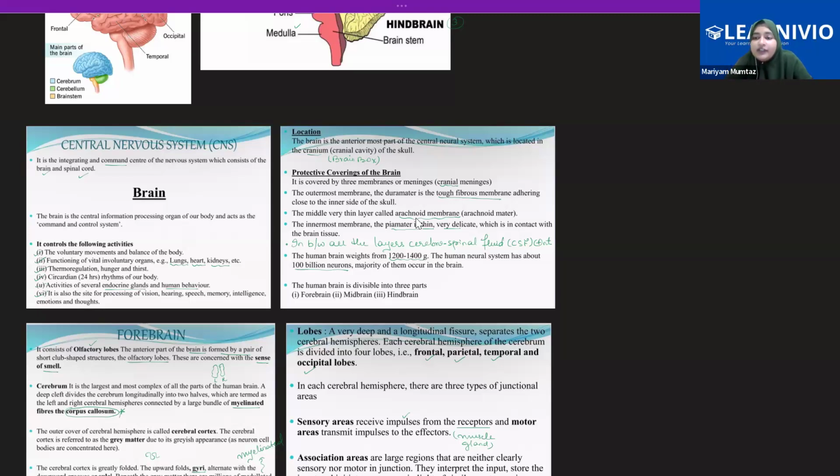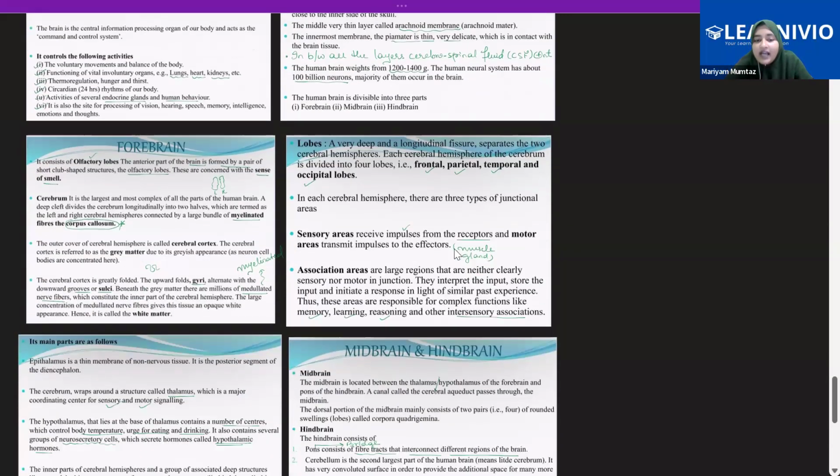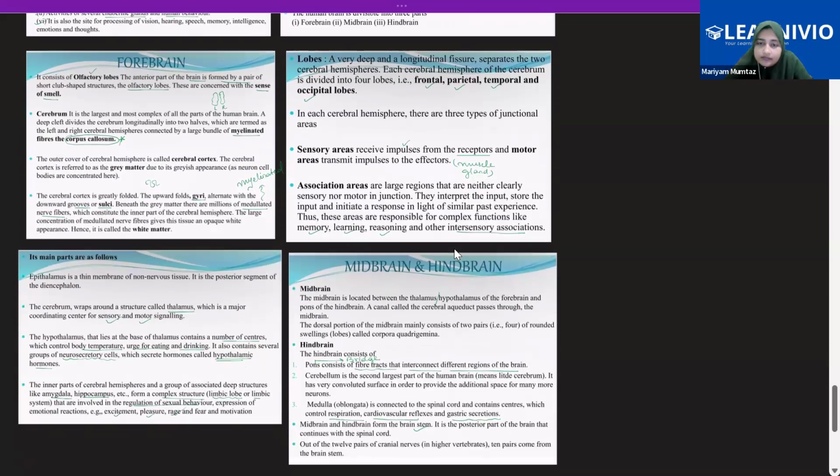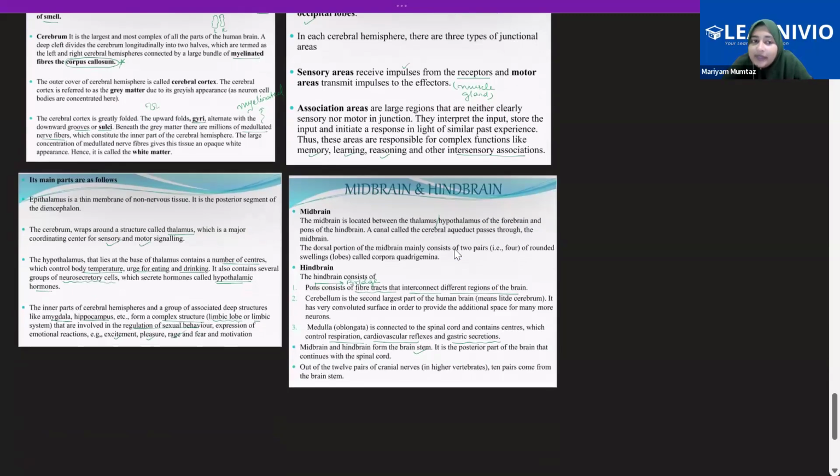right? Then further, there's the midbrain, which is like a connecting region between the forebrain and the hindbrain. In the midbrain, there are also four swollen lobes called corpora quadrigemina. Then we have the hindbrain, which consists of the pons, medulla, and the cerebellum. These pons and medulla together form the brain stem.